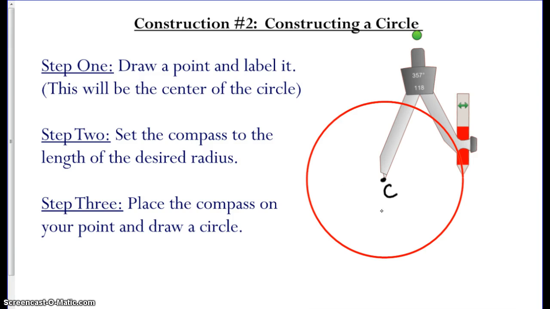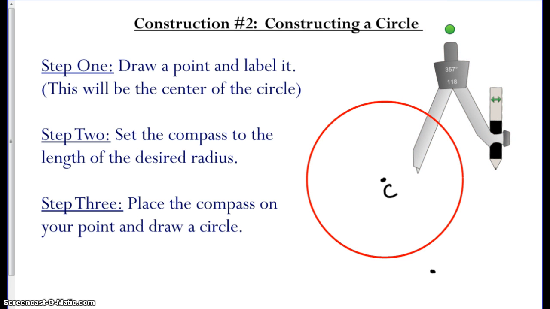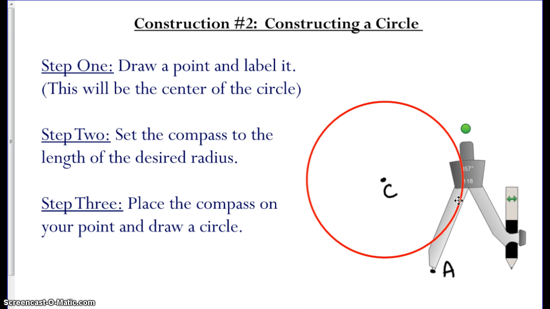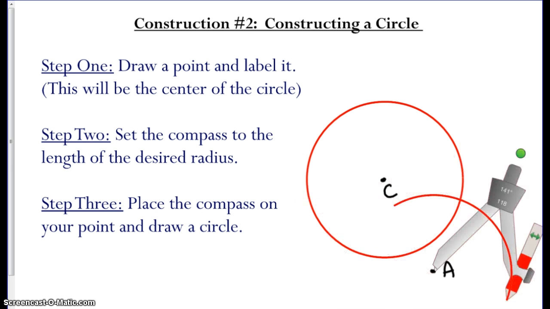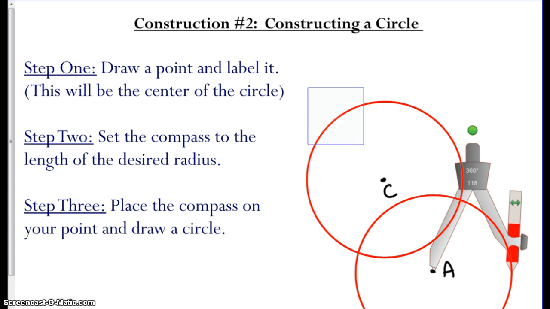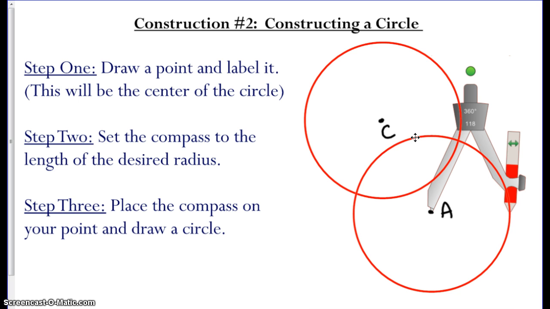So why is that important? Because if I were to move this compass, notice I have not changed the width. If I move it to, say, here at point A and draw again, oh, my circle kind of fell off a little bit, but what you can see is that both circles, circle A and circle C, are in fact the same. I can take this circle and put it directly on top of the other one, and you'd never know the difference, because the radii are the same. I didn't change the compass setting.